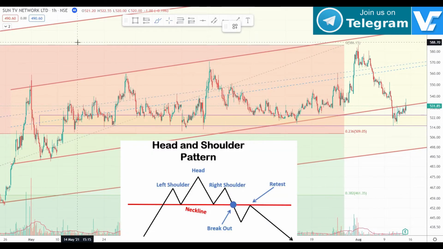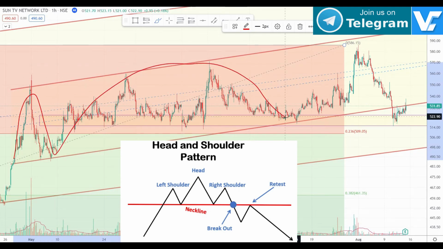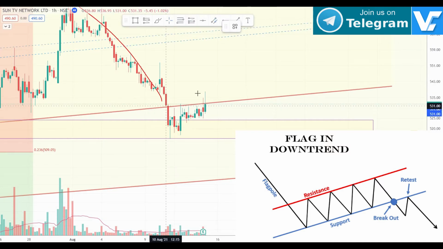We can see a head and shoulder pattern. This is the left shoulder, the head, and the right shoulder, and it broke the neckline as well. Then we can draw another parallel channel.